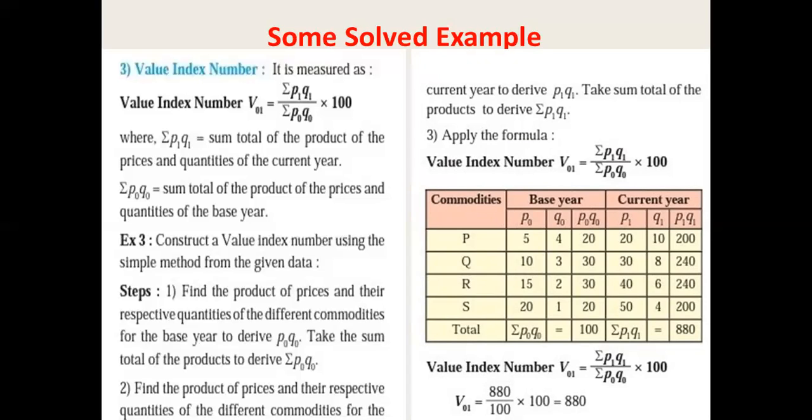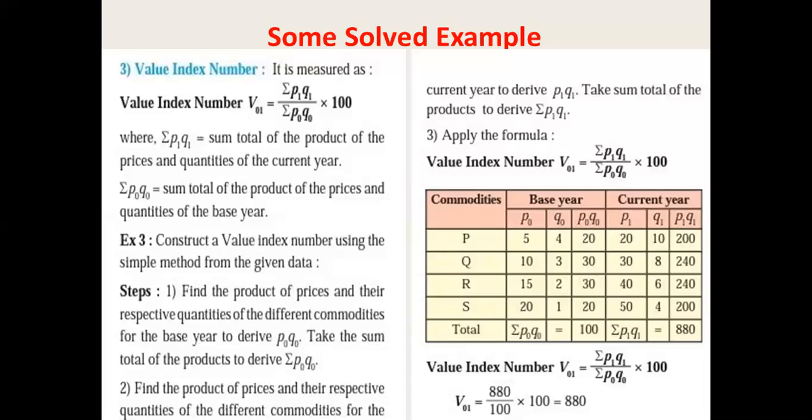Okay. On your screen, I have shared one example. How many commodities have we selected? There are 4 commodities, P, Q, R, S. First of all, we calculate the P0 Q0, that is the base year part. Then the second part is the current year part, P1 Q1. P0 means the base year price. Q0 means the base year's quantity. Then P0 multiplied by Q0 is called P0 Q0.